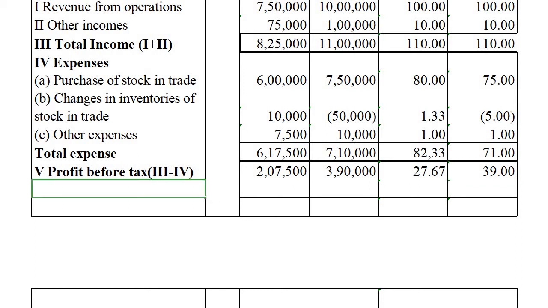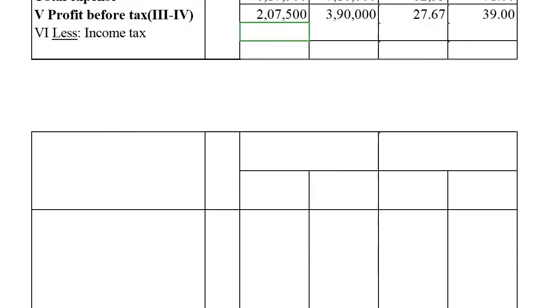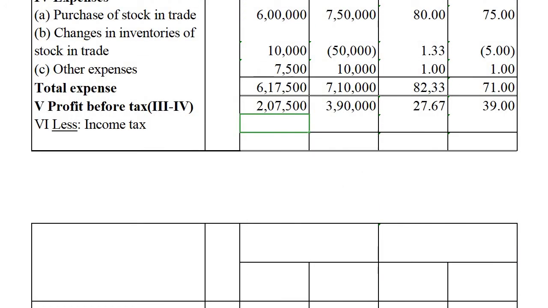Now let us write the income tax. Income tax is given here in the question. See, the rate of income tax is 50% for both years. So 2,07,500 into 50%, we will get 1,03,750. Here also 3,90,000 into 50%, so 1,95,000.